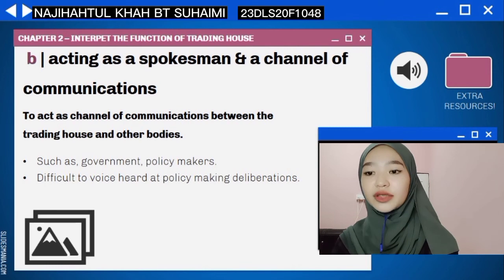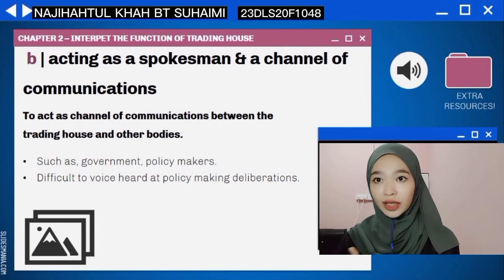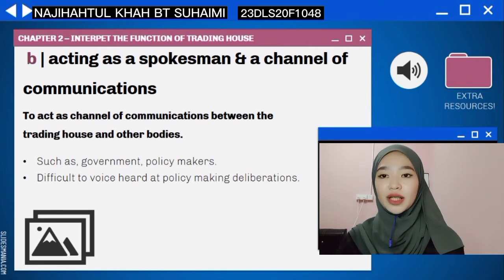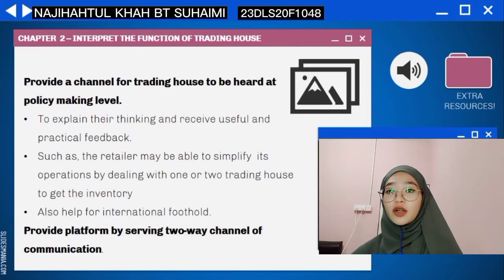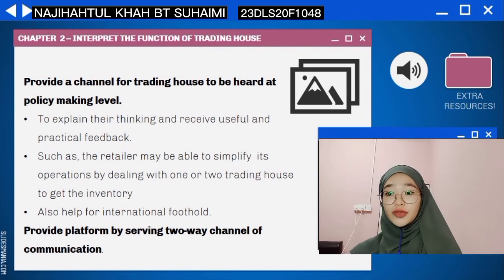As international trade policy making shifts from the national level to the international level, trading houses find it difficult to have their voice heard in policy making deliberation. Next, the function of a trading house acting as a spokesman and a channel of communication also provides a channel for the trading house to be heard at the policy making level. It is to explain their thinking and receive useful and practical feedback, such as the retailer being able to simplify their operations by dealing with one or two trading houses to get their inventory.